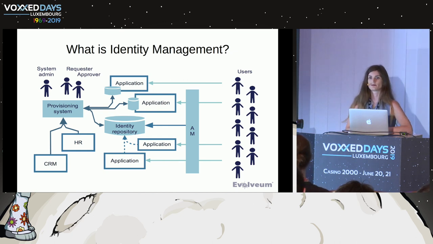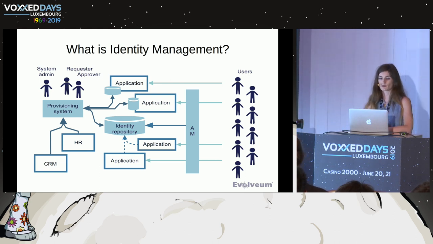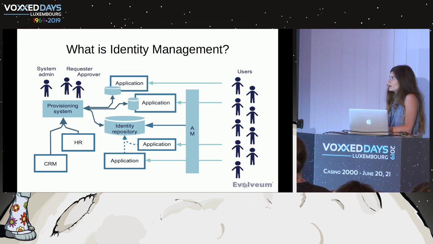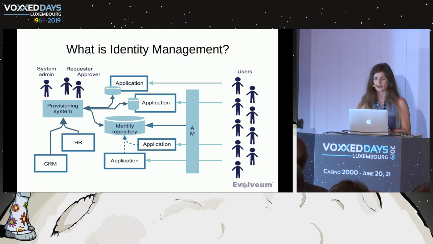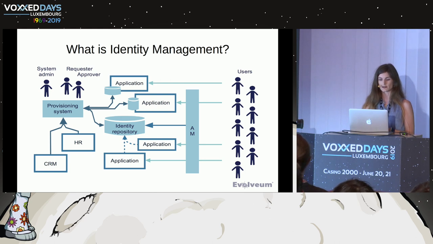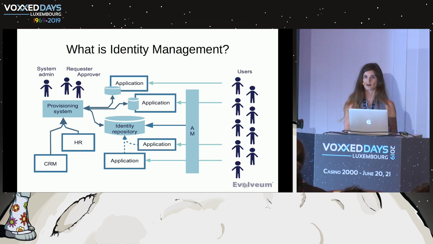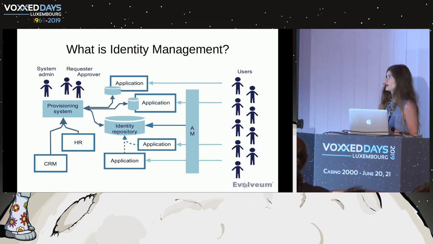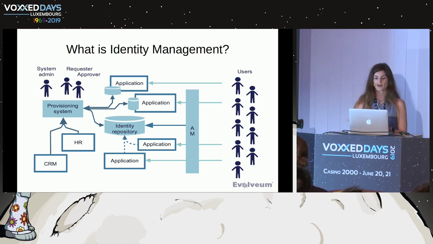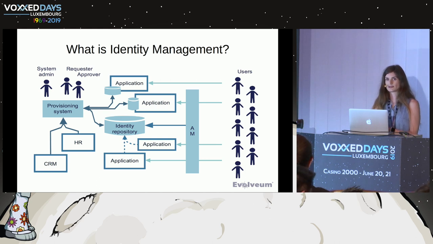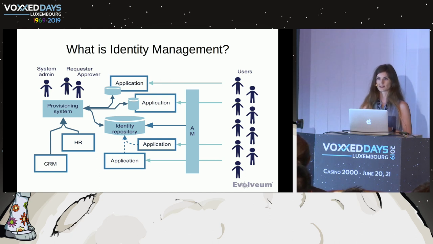So I mentioned that midPoint is an identity management and governance solution. So what does it mean? What is identity management? If you look at the picture, there is the identity and access management. When I speak about identity management, I speak about the left side of the picture, starting with the provisioning system and ending with the identity repository. The main goal of an identity management system is to provide synchronization of data among different systems. So does midPoint.